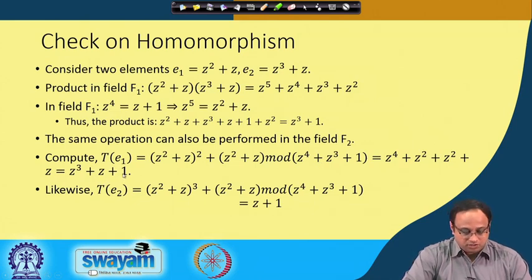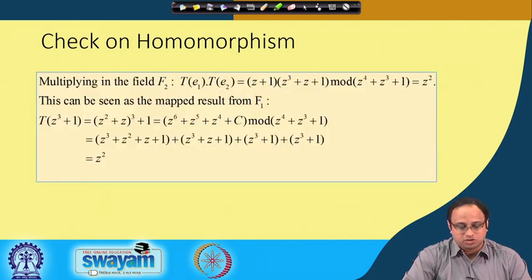Likewise, I do TE2, which is again this element. Now again I replace Z by Z square plus Z, I do a similar manipulation and I get Z plus 1. Now if I take these two elements, they are elements in F2 because I mapped them to F2, and I apply multiplication on them. I take Z plus 1, multiply it with Z cube plus Z plus 1, do a mod of Z to the power of 4 plus Z cube plus 1, and this result is equal to Z square.